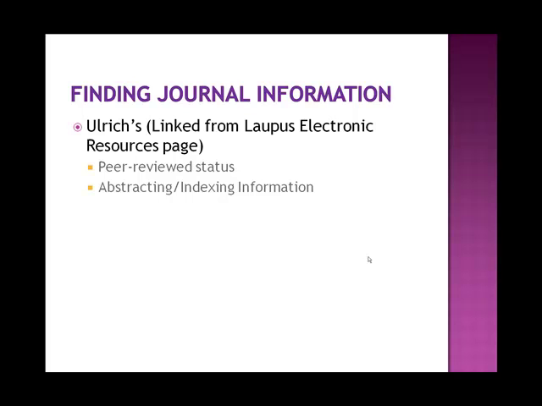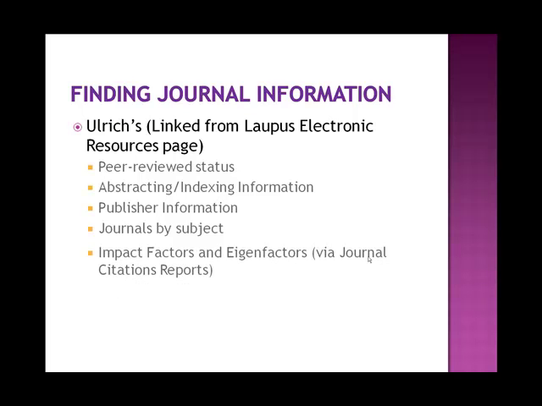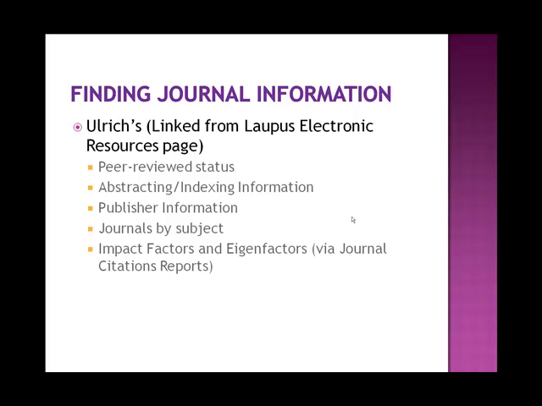If a journal isn't indexed by any database, it could be hard for people to find the materials that are published within that journal. Publisher information is important because that's where you're going to find out the requirements for publishing an article in that journal, as well as editor information and things like that. You can find out which journals are covering a certain subject by doing a search in ULRICs. And you can locate impact factors and eigenfactors. This is actually through a link in ULRICs that goes out to another database called Journal Citation Reports.